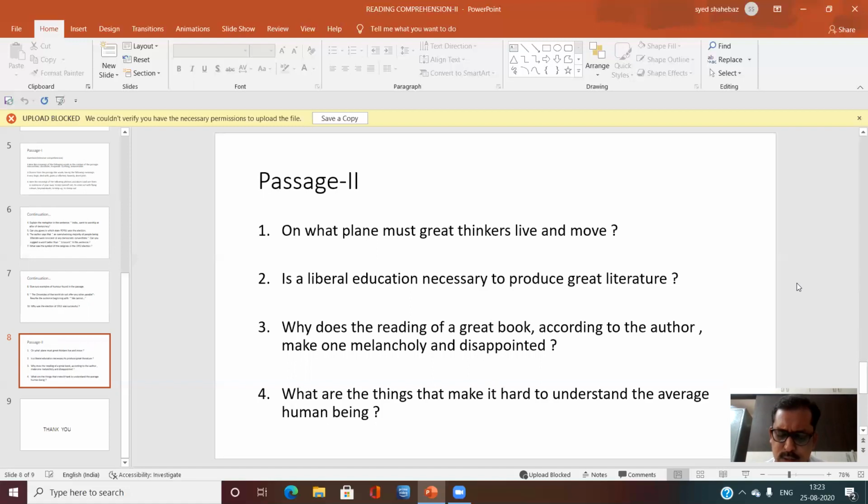All great thinkers live and move on a high plane of thought. All great thinkers live on a higher order, higher level of thought. It is only there they can breathe freely. They enjoy the higher plane. So they cannot come down to the lower plane. They feel some kind of suffocation at the lower plane. It is only in contact with spirits like themselves they can live harmoniously and attain that serenity which comes from ideal companionship.